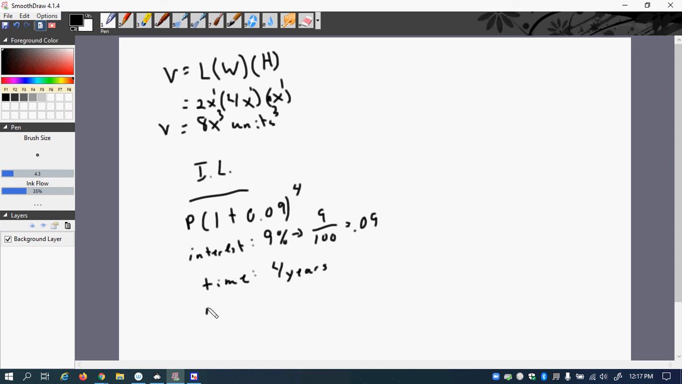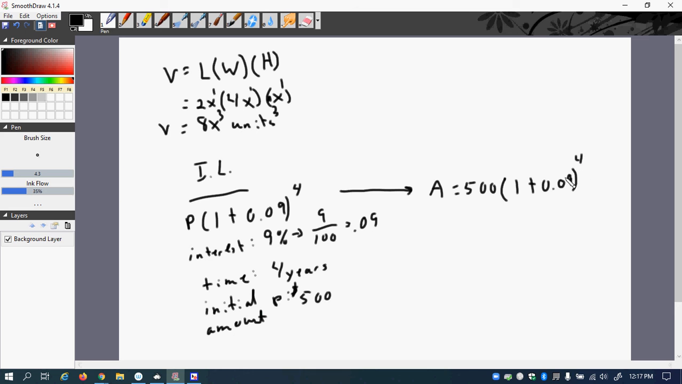And then we have an initial amount. The initial amount is the P, and they said you have $500 to start with. So we go ahead and put it in. It'll be A for our total, what we'll have in the end. P is 500, and then we have 1 plus the percent in decimal to the 4, which is how many years. The first thing I have to do is add what's inside the parentheses, so that becomes 1.09 to the 4th. The next thing I have to do is the exponent.